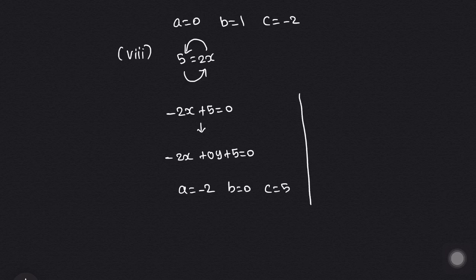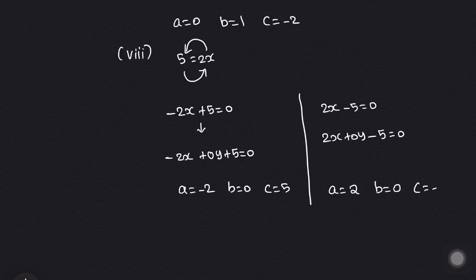Using the next pattern, the 5 moves to the right side, so 2x - 5 = 0. Here also the y is missing, so 2x + 0y - 5 = 0. The value of a = 2, b = 0 and c = -5. Both have the same meaning.